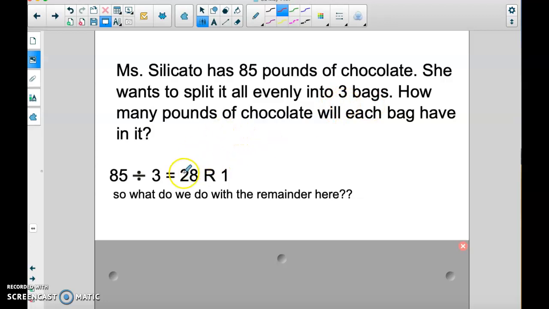So each bag's going to have 28 pounds, right? But then we've got that 1 pound left over. So it'd be 28 and 1/3 pounds. Because we have 1 piece, right? And we need 3. Okay? So 28 and 1/3 pounds will go in each bag. Hopefully that one makes sense as well.